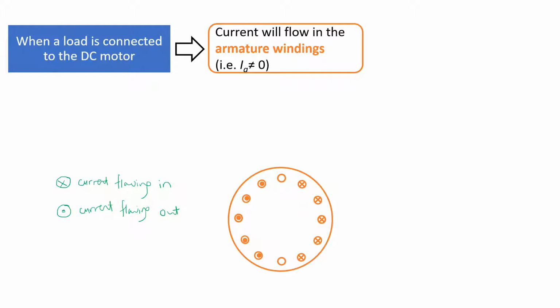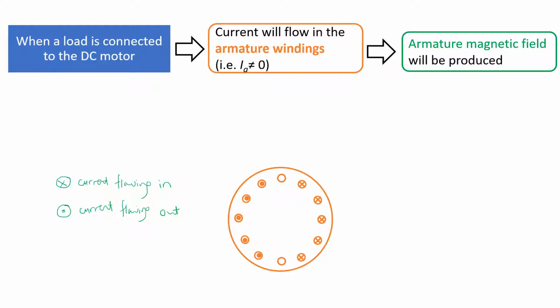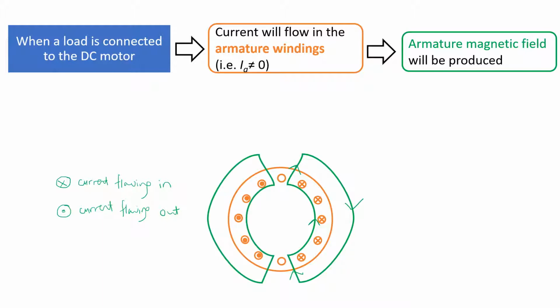And as we've learned, a current flowing in a coil would produce its own magnetic field. Hence, the armature current would now produce an armature magnetic field. And the direction of the armature magnetic field can be obtained from the right-hand rule. So using the right-hand rule, where the current is flowing into the armature coils, the magnetic field would flow in a clockwise direction, as I'm drawing here. And on the left side, where the armature current is flowing out of the coils, the magnetic field would flow in a counterclockwise direction.